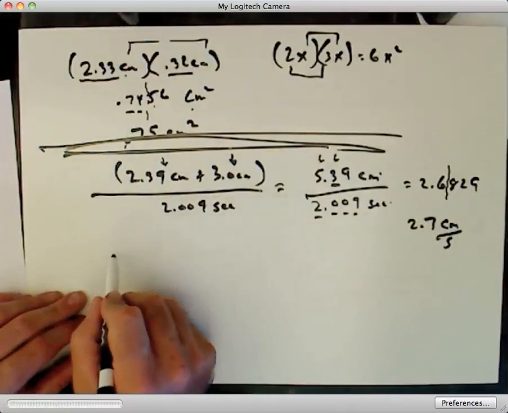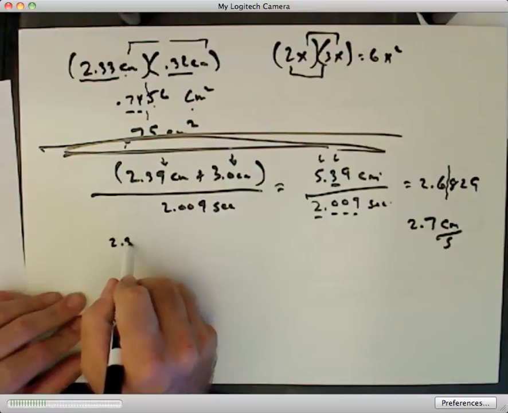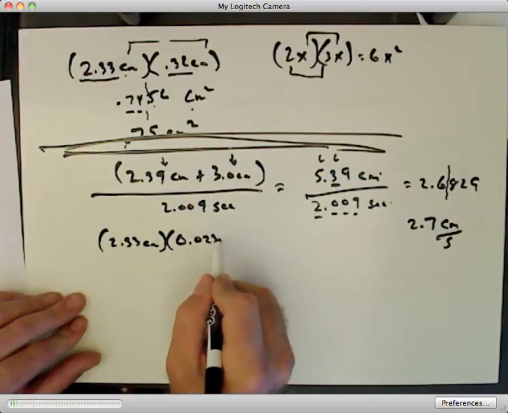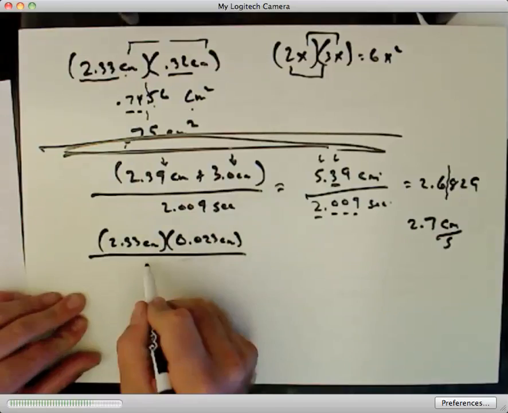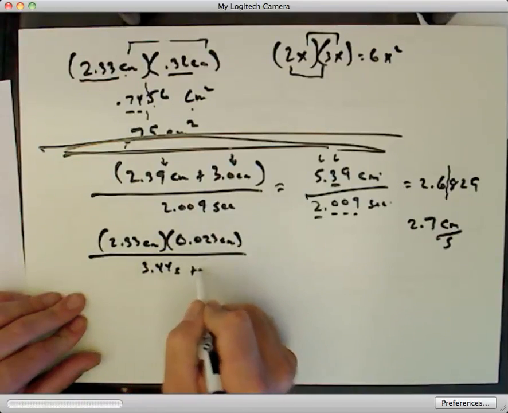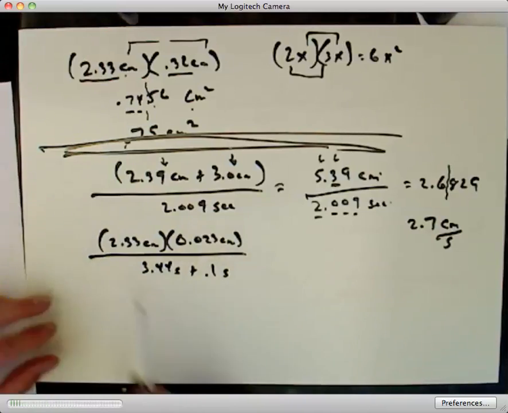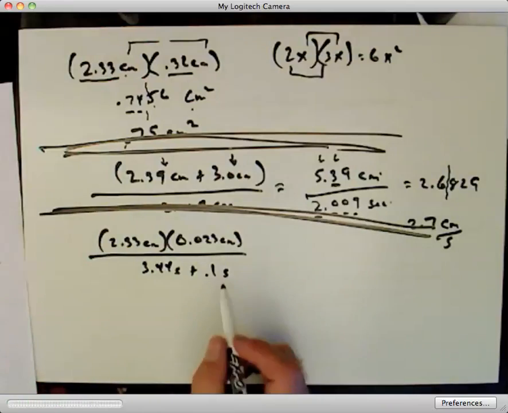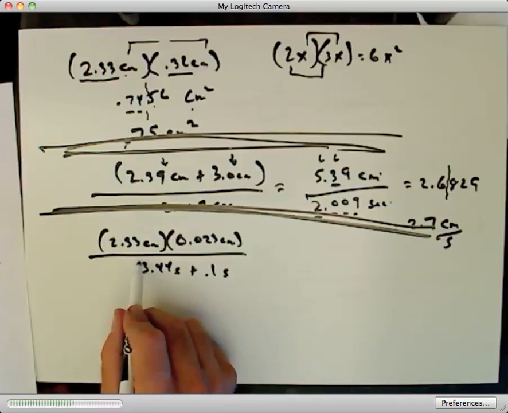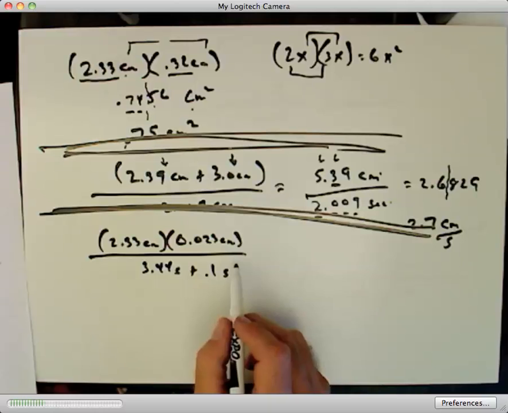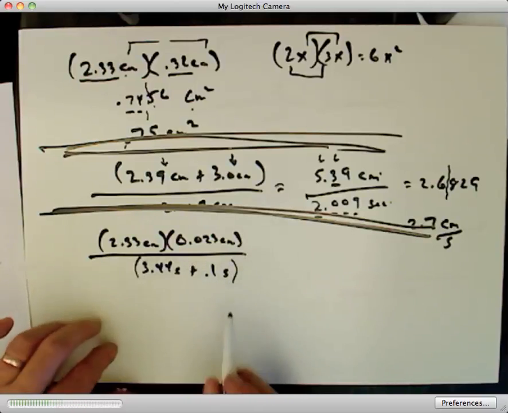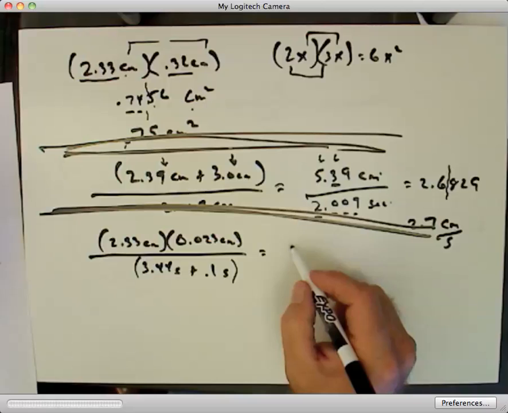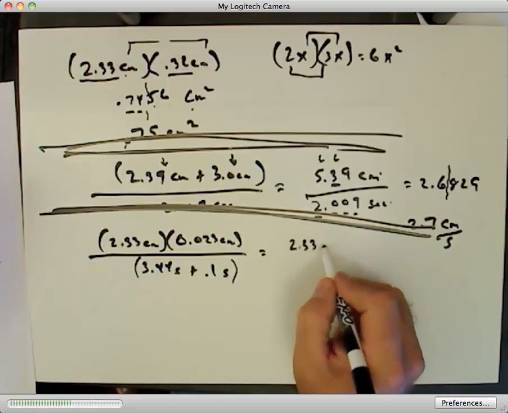Let's look at the next example. 2.33 centimeters and I have 0.023 centimeters. And on the denominator, I have 3.44 seconds plus 0.1 seconds. Okay, so here's the next one. What do I do? Well, order of operations. That plus sign down there actually makes this denominator a single thing. So even though I did not put a parenthesis, that has to be done first before I do any multiplying and dividing. So let's do that. The numerator, 2.33 centimeters.